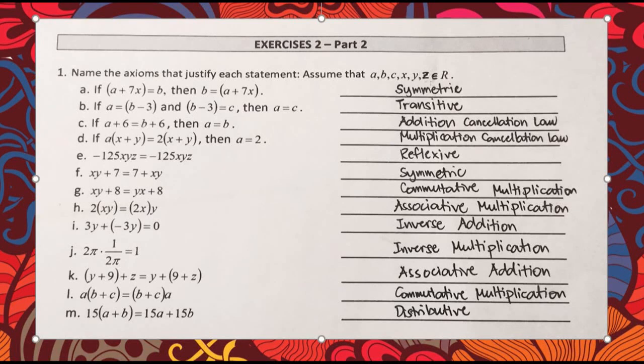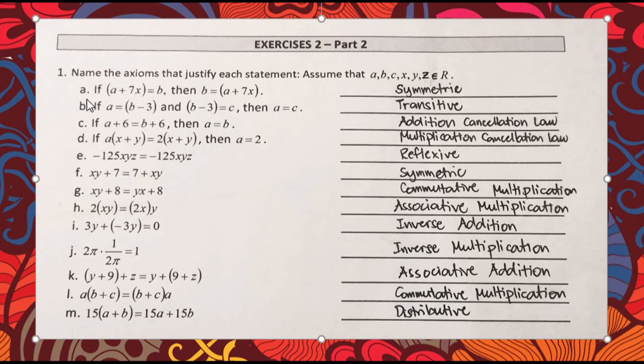Good day, everyone. Here are the answers of our exercises on Chapter 2, the Real Number System, Part 2. Number 1, name the axioms that justify each statement. Assume that A, B, C, X, Y, and Z are elements of the real numbers.